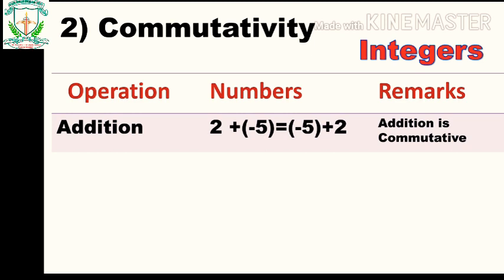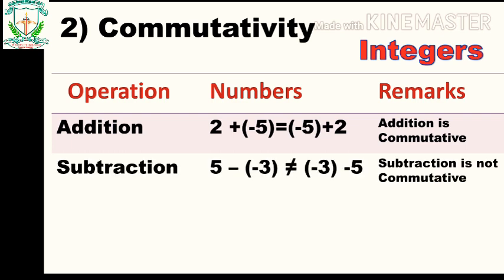Now let us interchange the position of these integers. We write -5 first, then we write 2. -5 plus 2, what is the result again? The answer is -3. Therefore, we conclude that commutative property holds good in case of addition, or we can say addition is commutative.